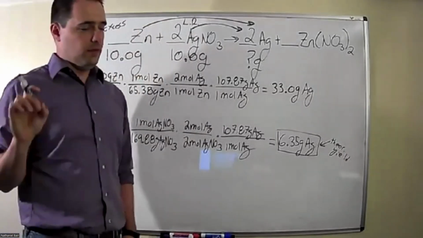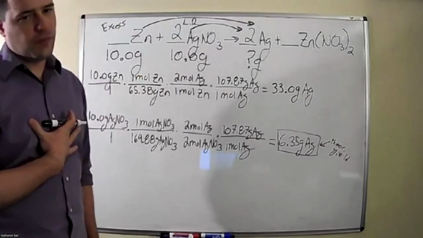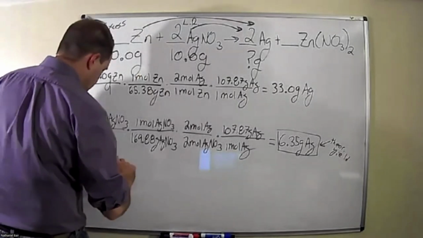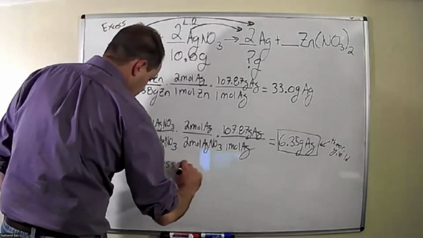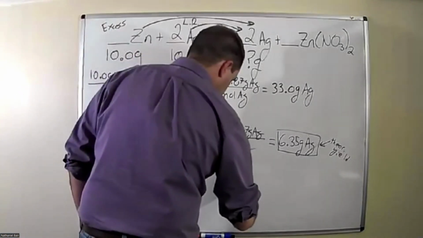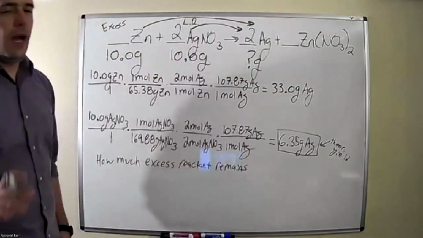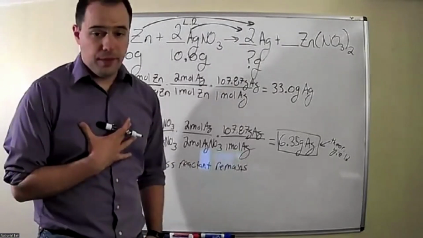Okay, now you got to decide. So now I'm going to ask how much of the excess reactant remains. How do we get this? You got to decide what kind of person you are. I'm going to show both methods.